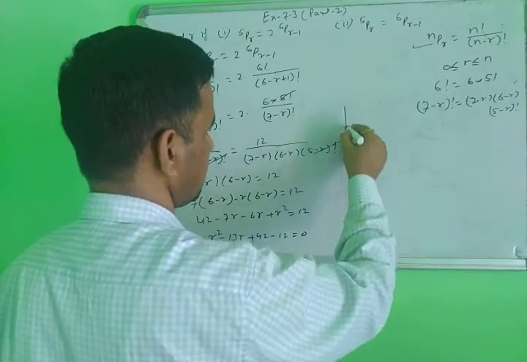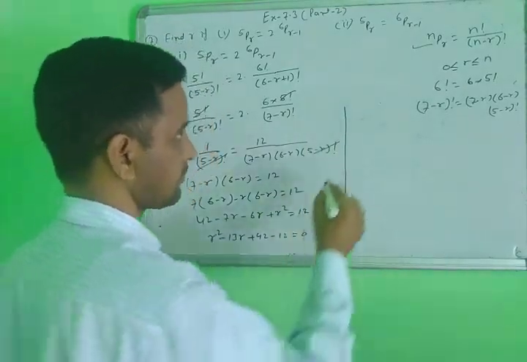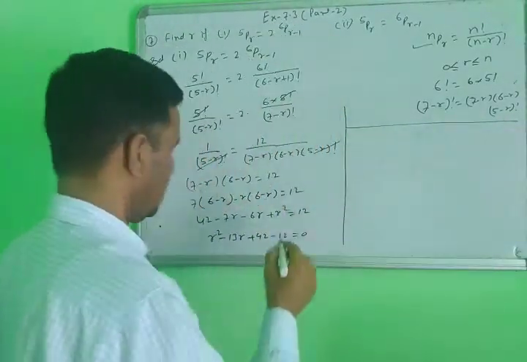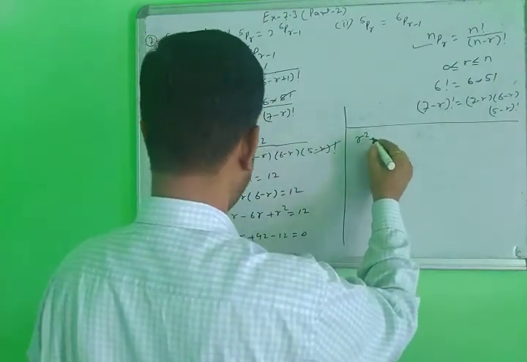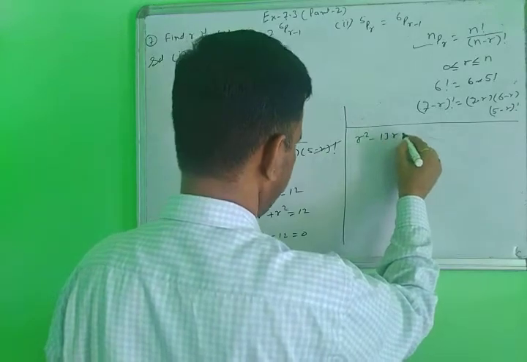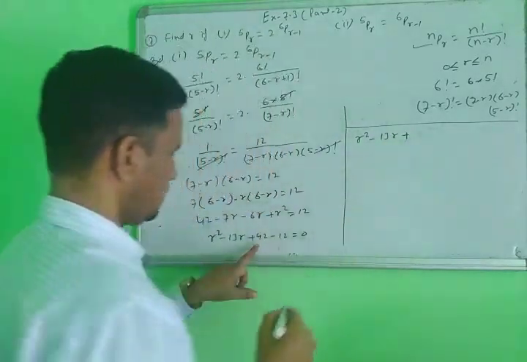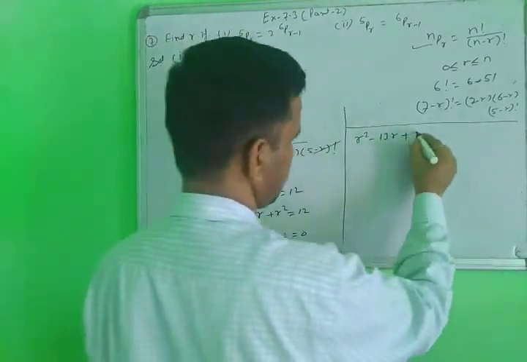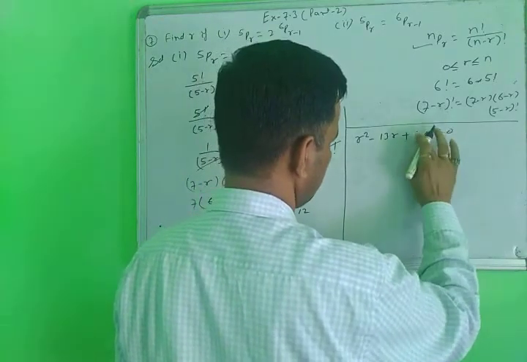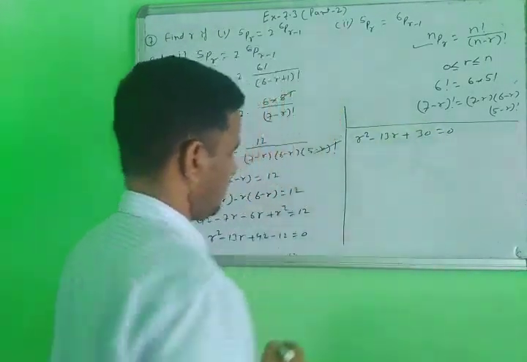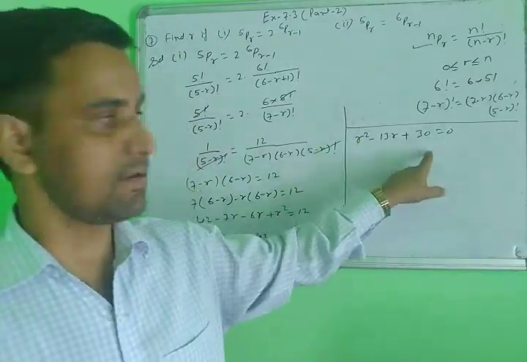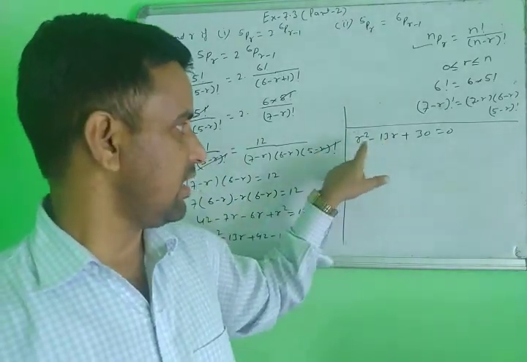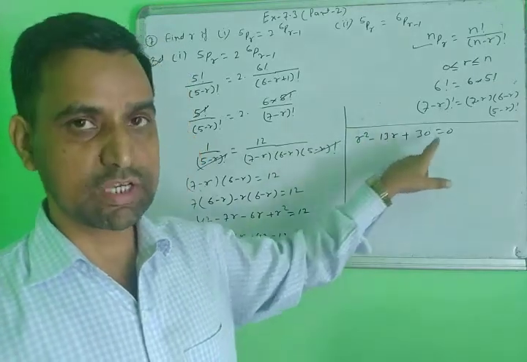So then what is the result here? r square minus 13r plus, then the result will become 30, equal to 0. 42 minus 12, result 30. Then factorize this. After that, this is the quadratic equation. This is the form of the quadratic equation.